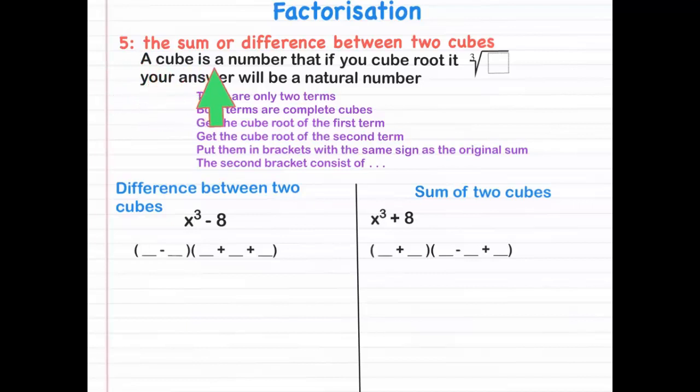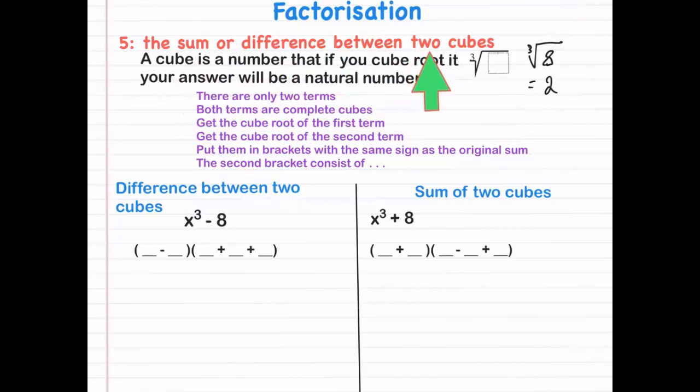Now a cube is a number that if you cube root it, your answer will be a natural number. So if I write an 8, it is a complete cube. Why? Because if I cube root it, my answer will be a natural number without any fractions, right? Okay, great. Now, there are only two terms in the sum or difference between two cubes.